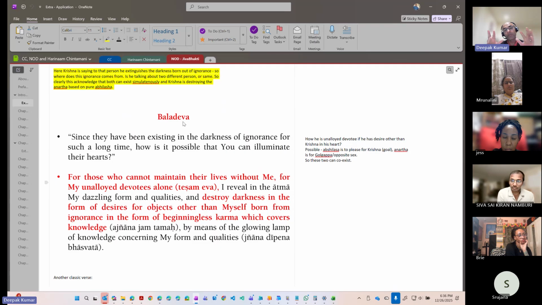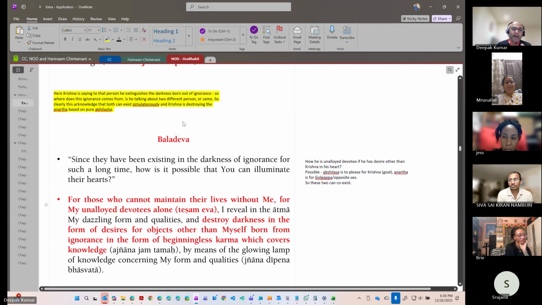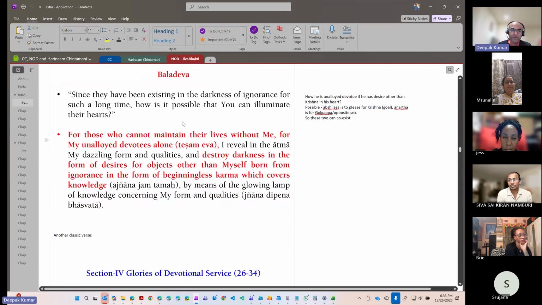No, no, no, I also want to dance with the gopis. No, no. So it's not like that, right? So we have the pure abhilasha and we have the anartha. So these are the acknowledgements.